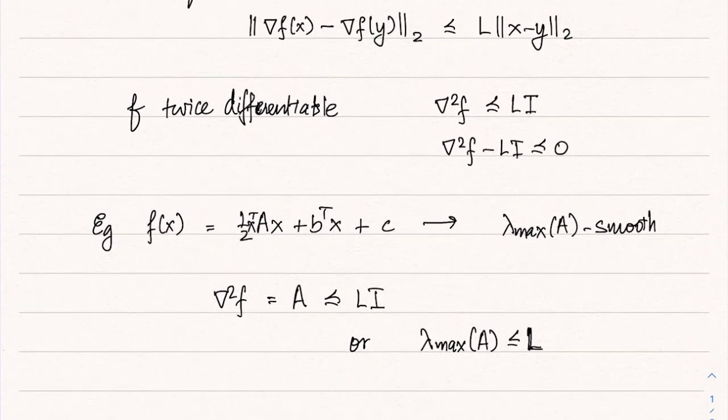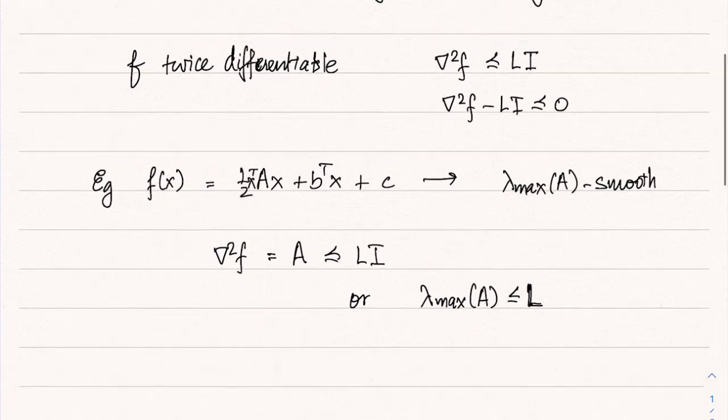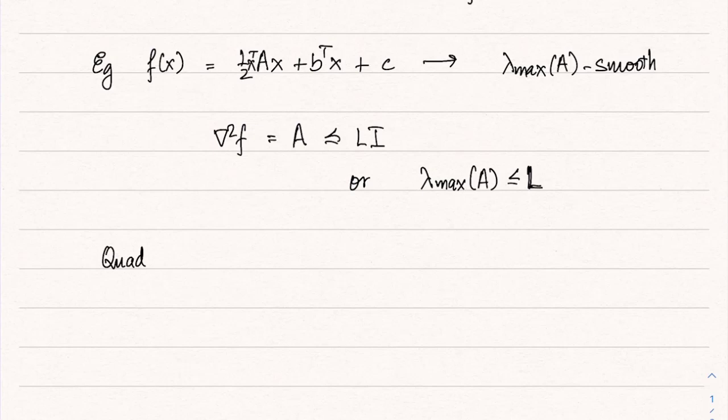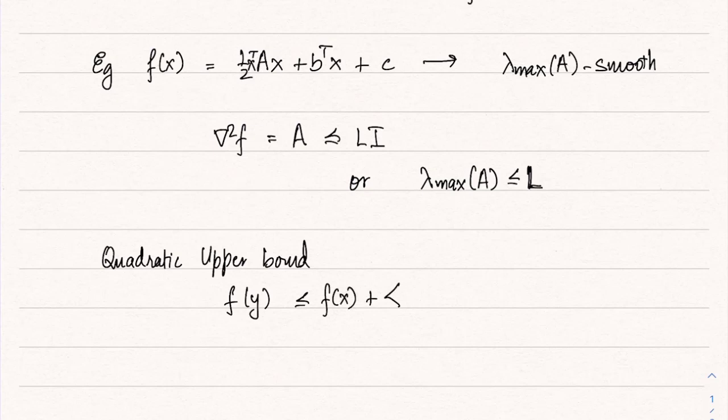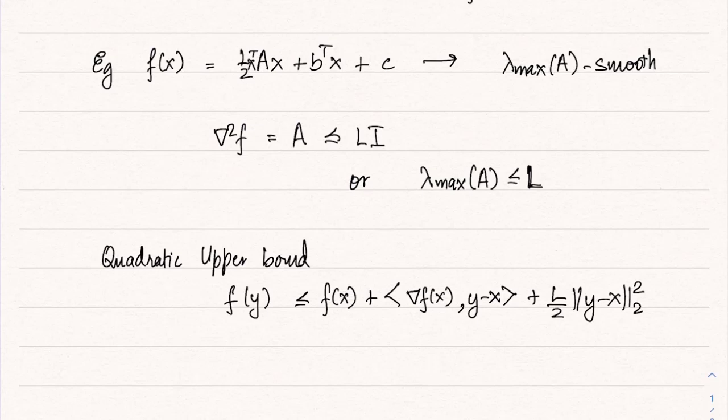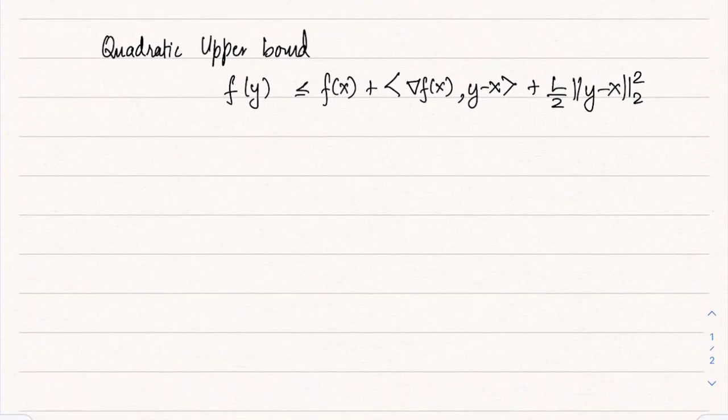So what is the intuitive meaning of smoothness? Smoothness implies another condition which is called the quadratic upper bound. The quadratic upper bound is that f of y is less than or equal to f of x plus gradient f of x inner product with y minus x plus L by 2 times norm square of y minus x. So this is the quadratic upper bound condition and it is implied by smoothness. So what does it really mean? Let us draw a simple one-dimensional example just to see what the quadratic upper bound condition means.